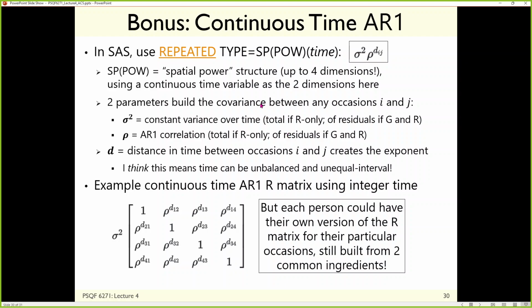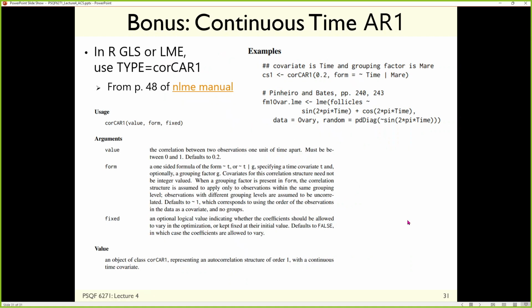So this is the SAS documentation for the repeated statement. I put a link to it so you can see all the other kinds as well as more documentation about that. In contrast, this is what I got for the R version. So that's it. Good luck.